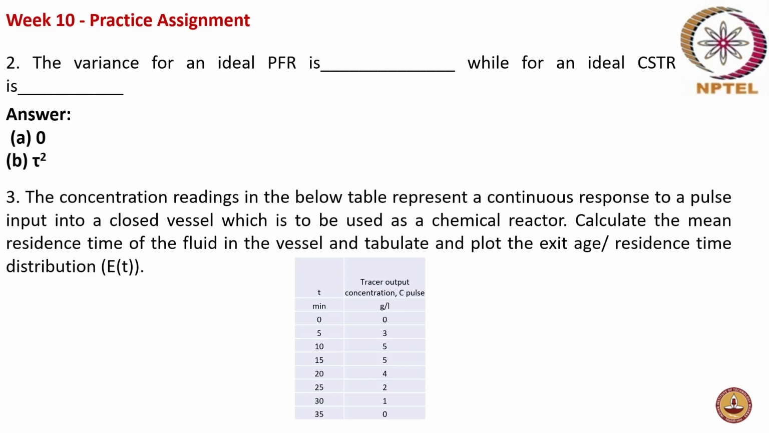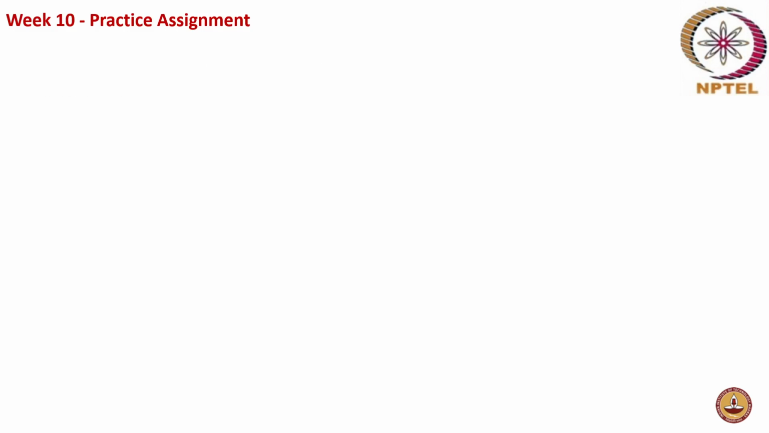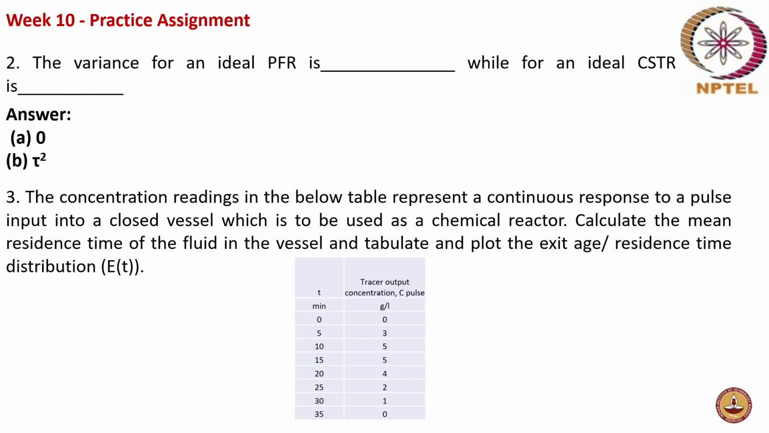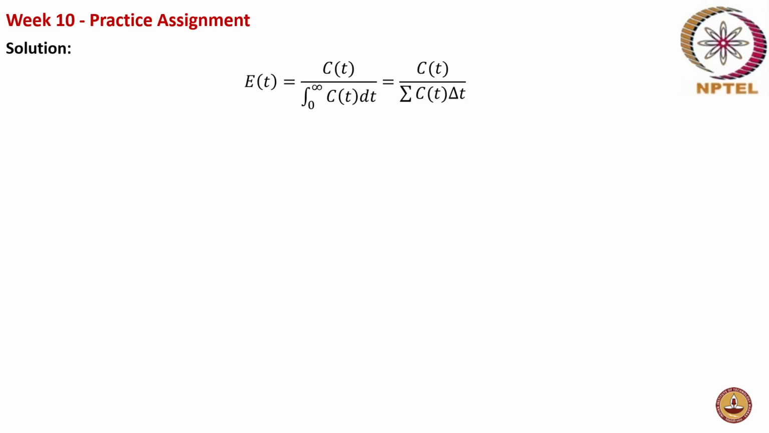So how are we supposed to do this? Now the solution is, we know that E of t is nothing but C of t divided by the integral from 0 to infinity of C of t dt. This can also be written in another form as C of t divided by the summation of C of t delta t from t equal to 0 to infinity. Since we have discrete points, instead of the integral we are just using the summation.